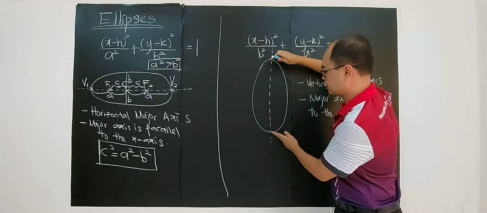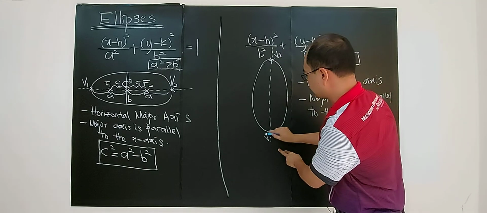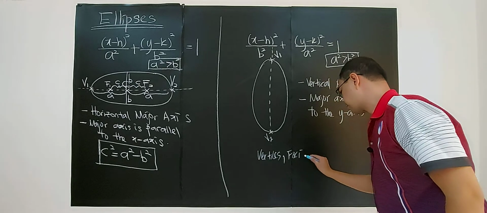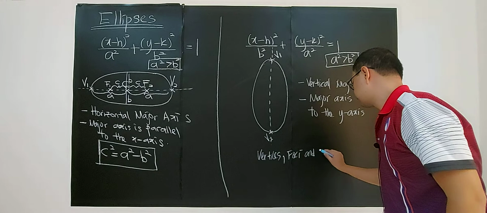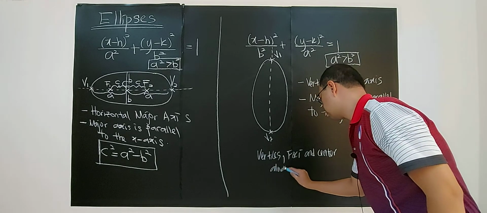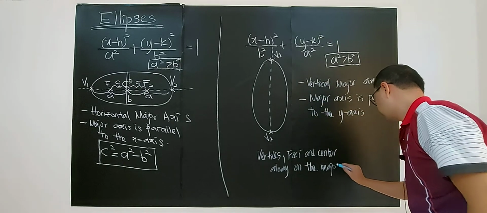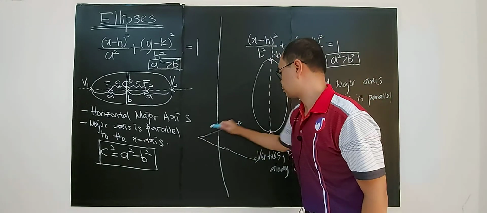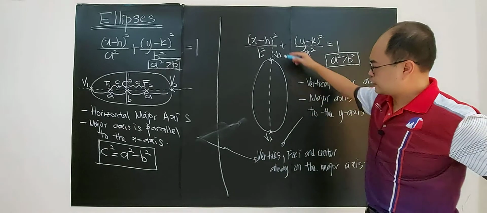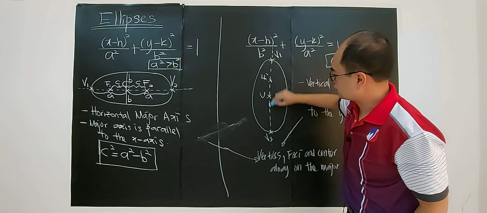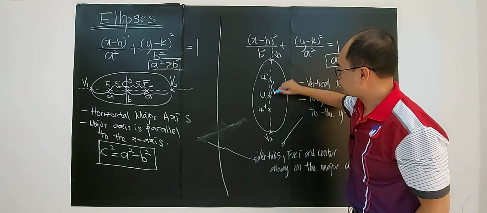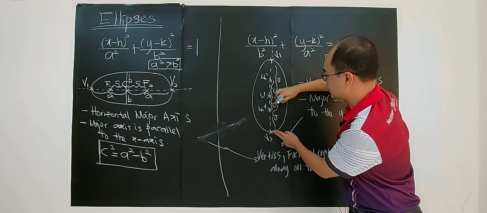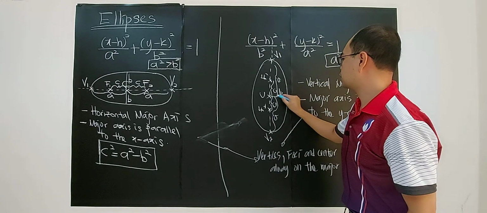If this is your major axis, remember the vertices, the foci, and the center are always on the major axis. For both cases, this will be your vertex, this will be your center, and of course this will be your focus. Same thing here. This is the length of the focus, represented by c, and this is the length of the major axis: a plus a, 2a. And this will be b, the length of b.